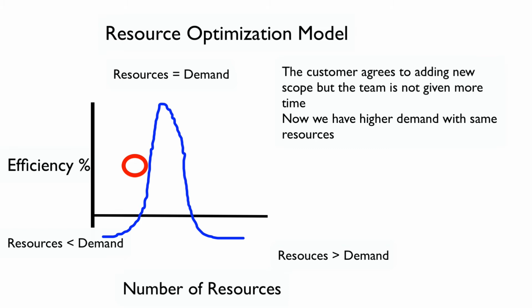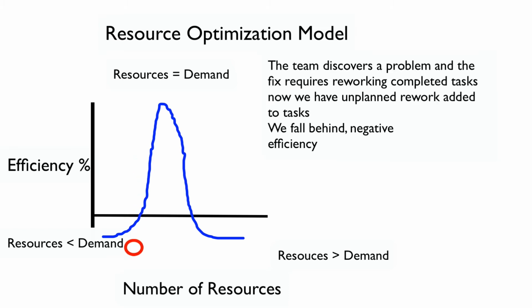Now the team discovers a problem, and the fix requires reworking some of the tasks already completed. The team is suddenly overwhelmed with new work. Without knowing it, we have fallen into the negative efficiency zone. So as a good project manager, you update your cost and schedule. These new projections take us way over budget and schedule.